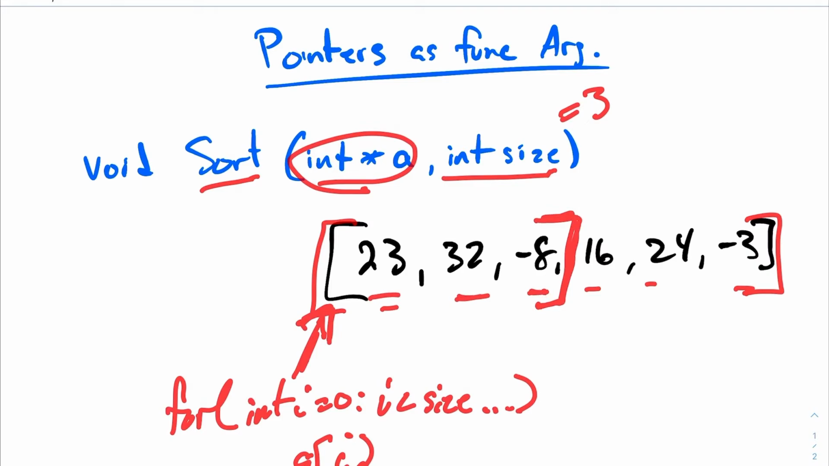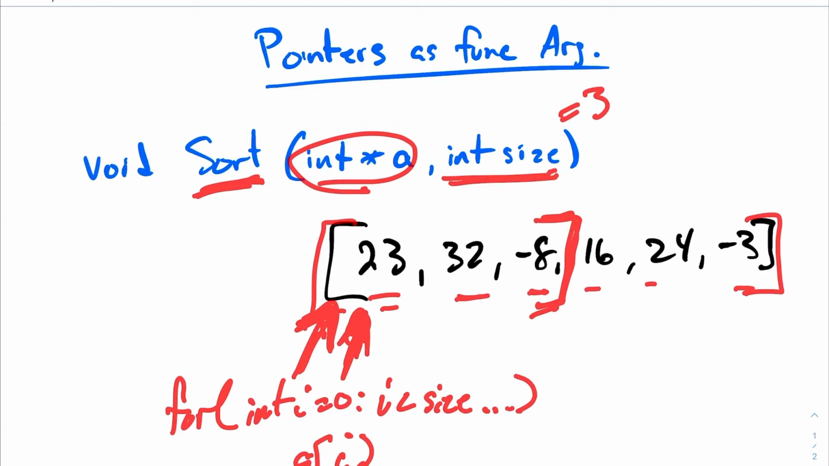So if I had a sort function and the challenge was, well, only sort the first half of the array, I could really easily do that. I call the exact same function. I pass the pointer to the very beginning of the array, as I normally would, and I just give it the size divided by 2. I just give it half the size.